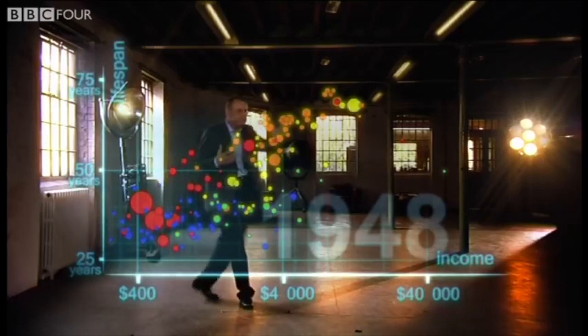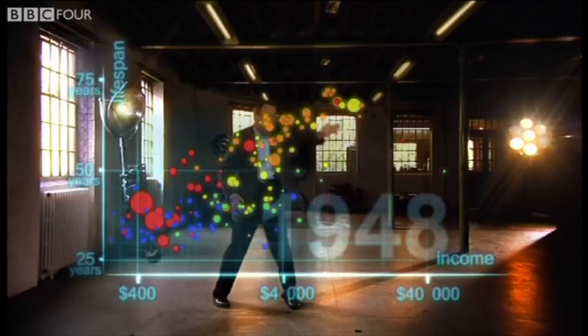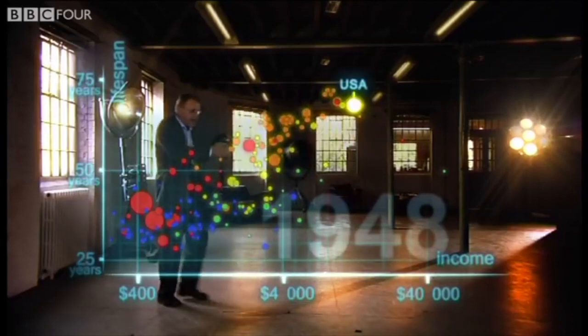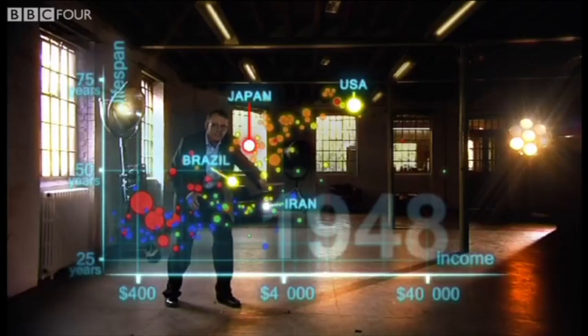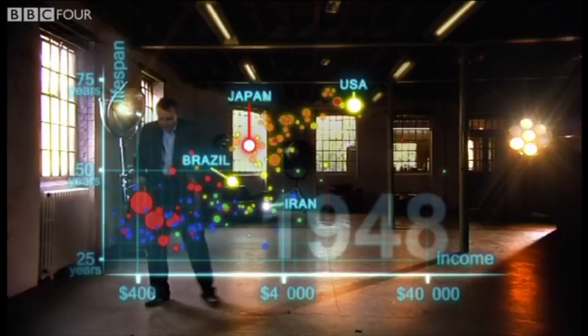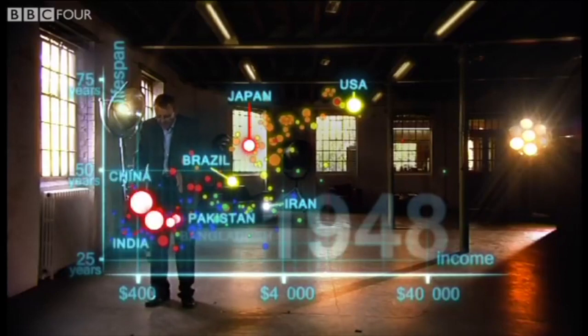But the differences between the countries of the world were wider than ever. United States was in the front, Japan was catching up, Brazil was way behind, Iran was getting a little richer from oil, but still had short lives. And the Asian giants, China, India, Pakistan, Bangladesh, and Indonesia, they were still poor and sick down here. But look what is about to happen.